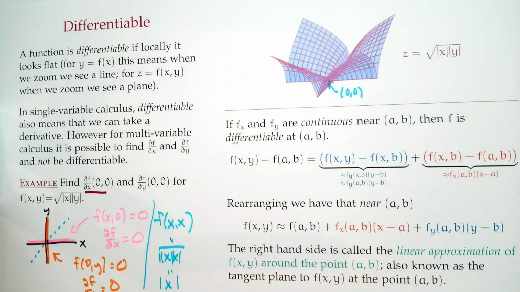We can say that our function, f of xy, is approximately the value of the function at ab plus f sub x evaluated at ab times x minus a plus f sub y at ab times y minus b. And the important thing here is to say, hey, this right-hand side, that's a plane.